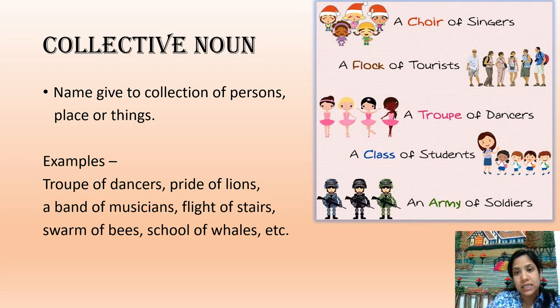A school of whales, choir of singers, a flock of tourists, troop of dancers, class of students, an army of soldiers. So these words like choir, flock, troop, class, army, all these are collective nouns.